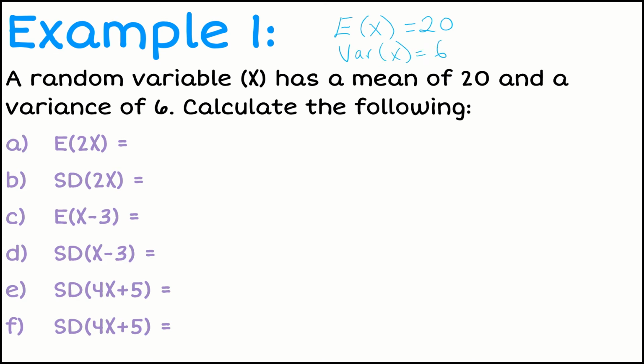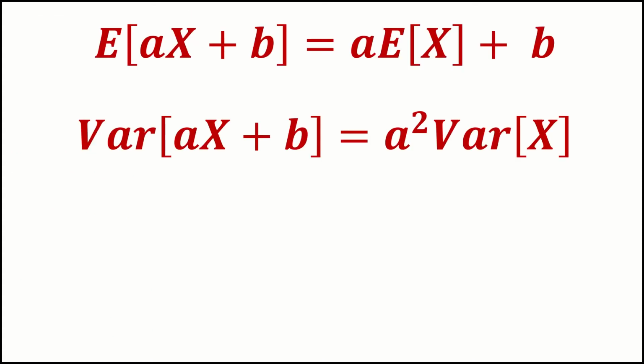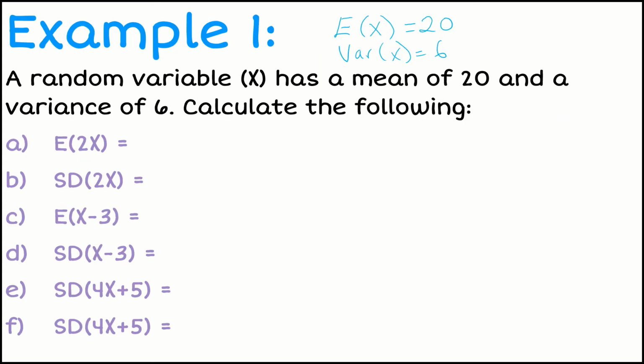Okay, and now we need to do some calculations. We want to find the expected value of 2x. Let me go back to our formula. If I had a constant in front of the x variable, then I need to multiply that by the expected value. So that's going to be the same as 2 times the expected value of x. My expected value of x, I can see at the top, is 20. So 2 times 20 gives me an expected value for 2x of 40.